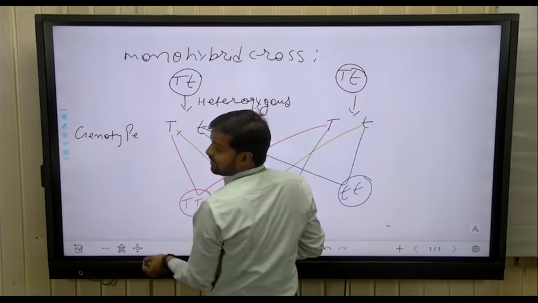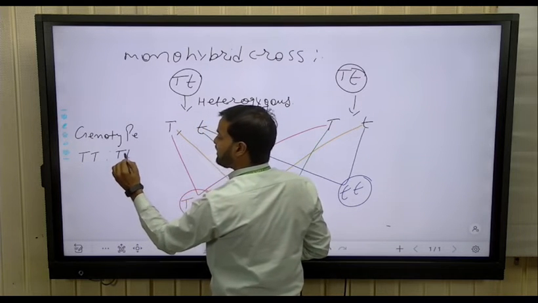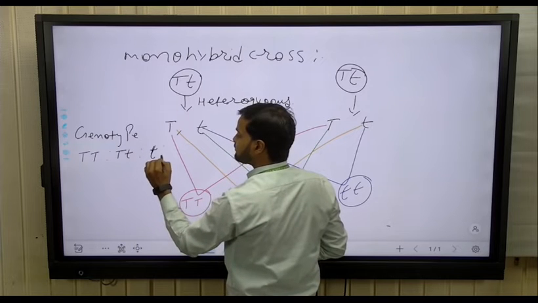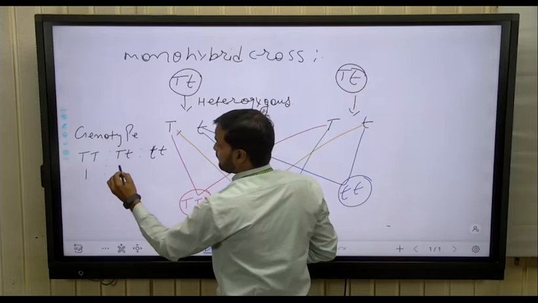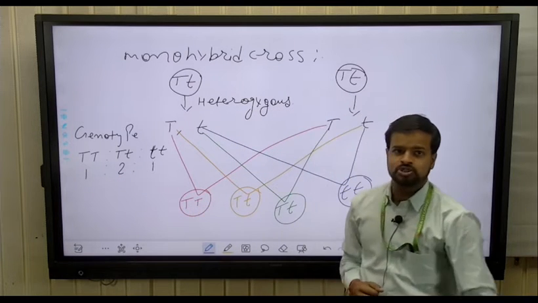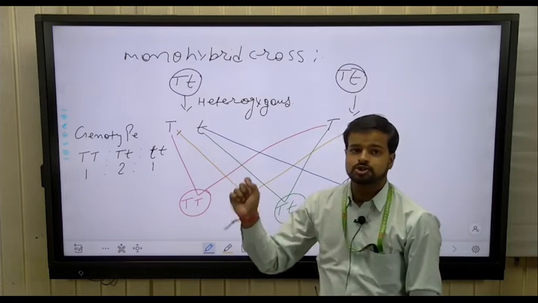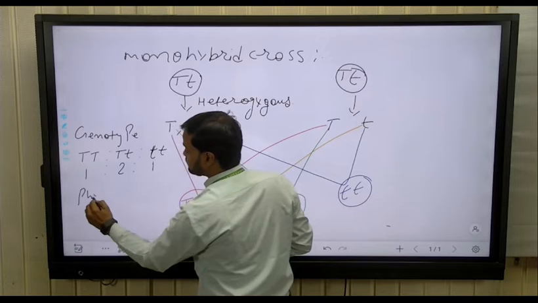It is called genotype. And what is the genotype? Capital T capital T, capital T small t, small t small t. The number of capital T capital T is 1, capital T small t is 2, and small t small t is 1. That means the genotypic ratio of monohybrid cross is 1:2:1.